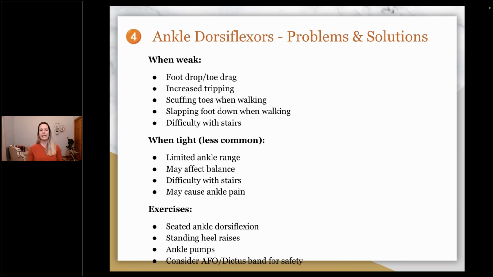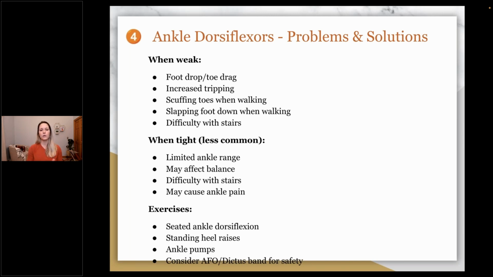If your ankle dorsiflexors are tight, and this is definitely less common, but it can happen, you will notice limited ankle range of motion. So instead of being able to freely lift your ankle, even with your hand, you'll notice you can't move your ankle as much because it's too tight. It may affect your balance, it may affect stair climbing, and it may cause ankle pain.